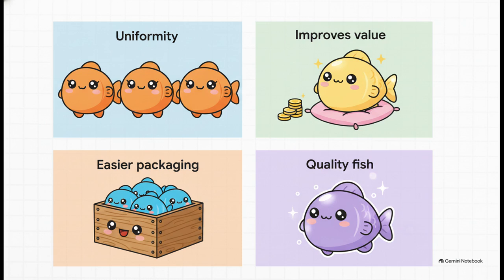First up, sorting and grading maintains product uniformity. Commercial buyers, like big restaurants, demand consistent sizes for their menus. Second, it improves market value. When fish are properly sorted and graded, you can actually charge a premium for a high-quality uniform catch. Third, it makes packaging and marketing so much easier because you know exactly what's going into every single box. And finally, it ensures consumers receive top-quality fish products. A happy customer is a returning customer, right?